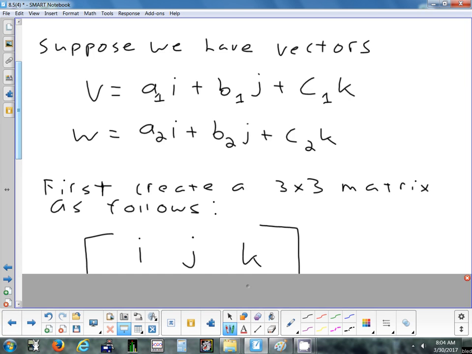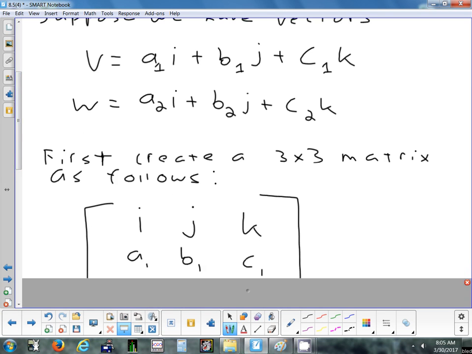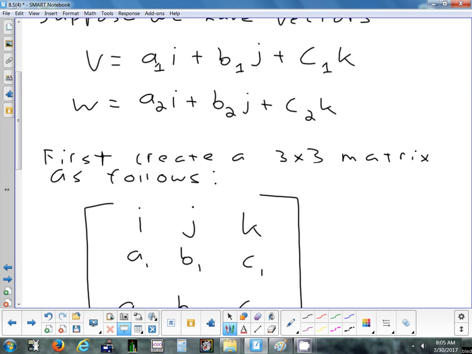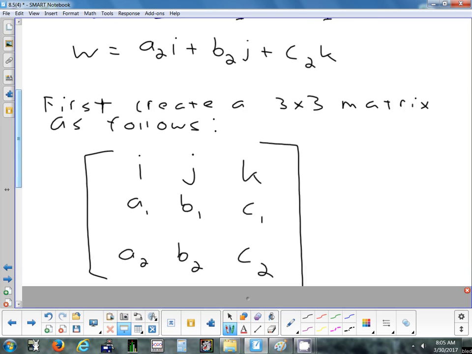Okay. In the first row, okay, rows are horizontal, columns are vertical, just make sure that's clear. In the first row, you put I, J, and K. You just write that down every time for every problem. Okay. And then in row 2, you're going to copy down the numbers that are in the first vector, whatever A1, B1, and C1 are. That's row 2. And then in row 3, you're going to copy down the coefficients from W, A2, B2, and C2.